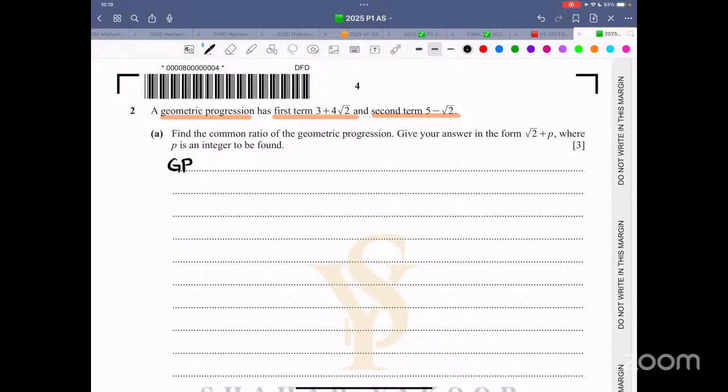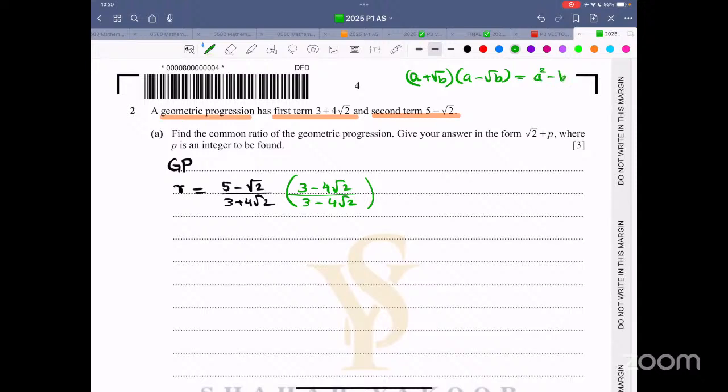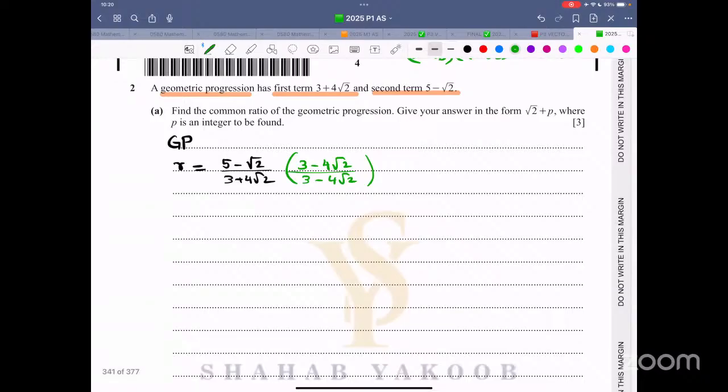Just getting some water. So now the common ratio, that is T2 over T1, (5 minus root 2) over (3 plus 4 root 2). So now you have to rationalize. That is multiplying by 3 minus 4 root 2, top and bottom. That is the way of rationalizing. So now we know this thing: (a plus root b)(a minus root b) would be a square minus b. It's a square minus b square, (a plus b)(a minus b). That is the logic that's applied over here.